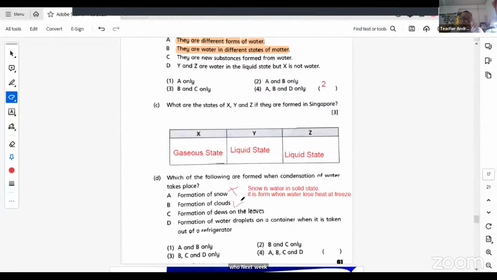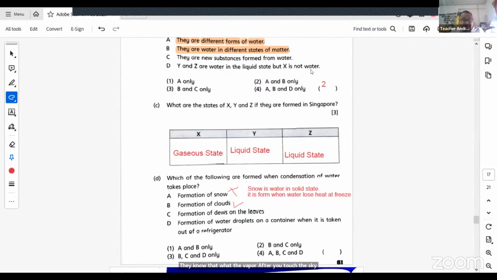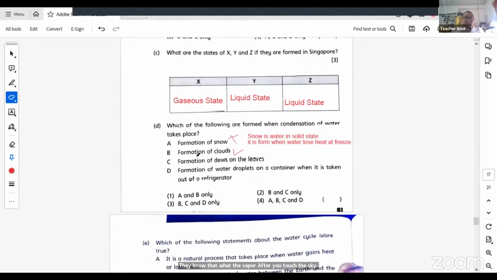We know that water vapor, after it goes to the top of the sky, cools down to form cloud. Yes. Then the dew on the leaves in the morning, because the surrounding night sky is very cold, there's dew on the leaves, also correct.